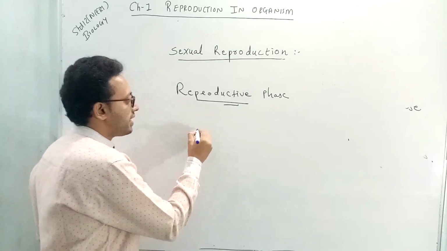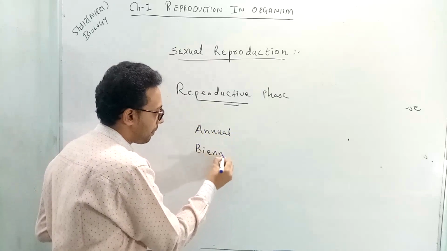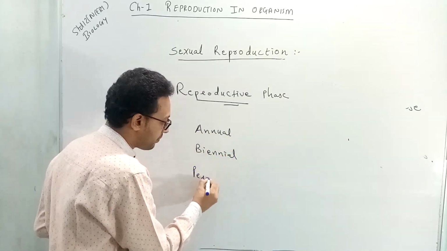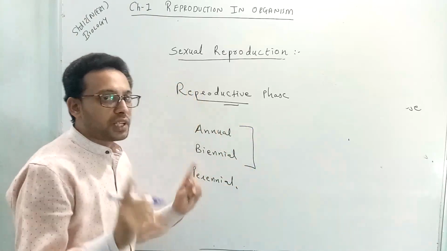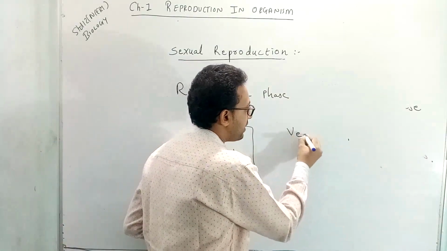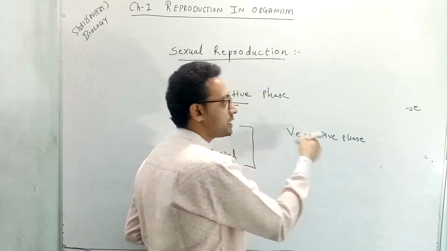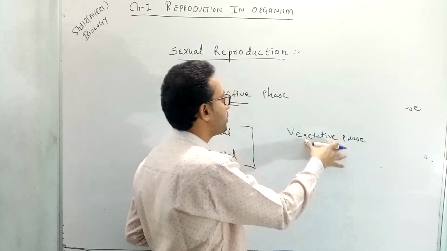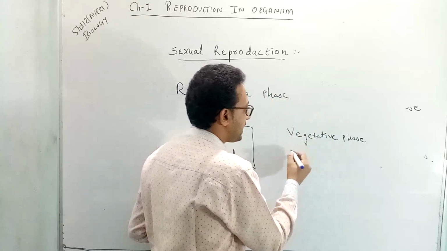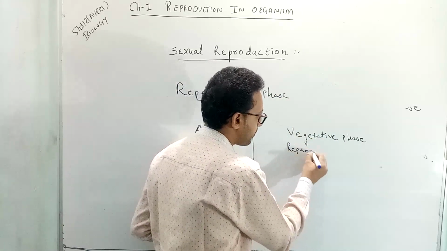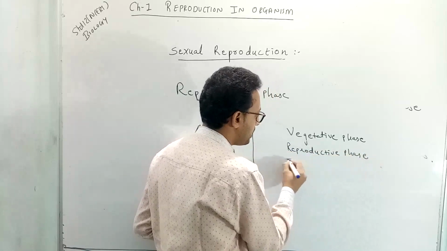If you compare different varieties of plants, the annual plants, biennial plants, perennial plants. In annual and biennial plants, you can clearly see the difference between the vegetative phase, which is the immature phase that occurs in a plant. We call it the vegetative phase because it's a plant, not an animal. If it is an animal, we call it the juvenile phase. The second phase is the reproductive phase. And the third one is the senescence phase.